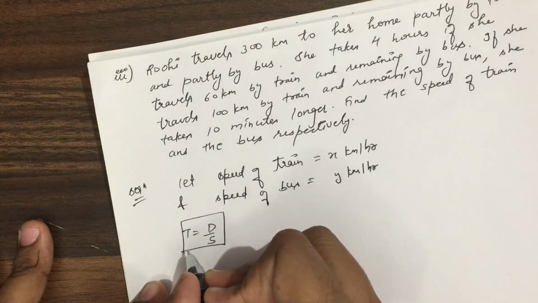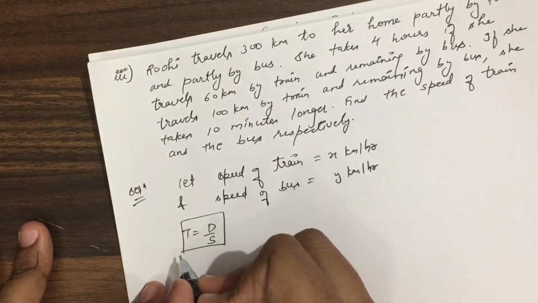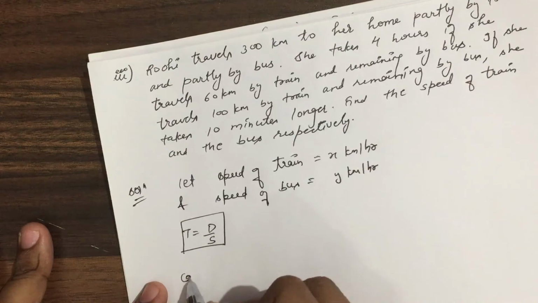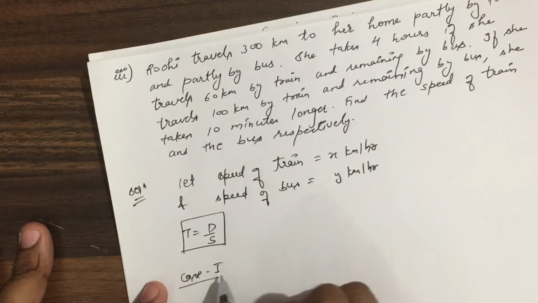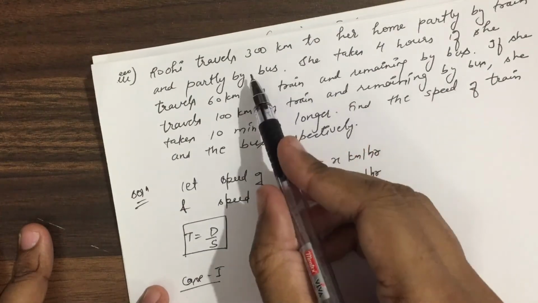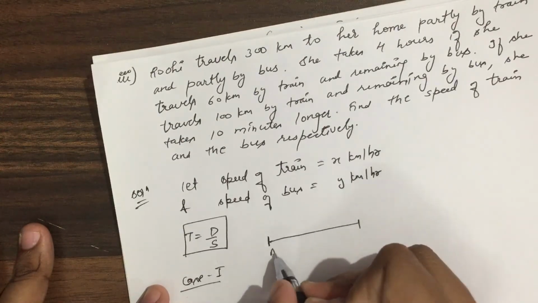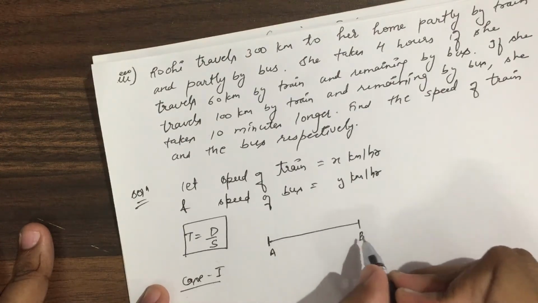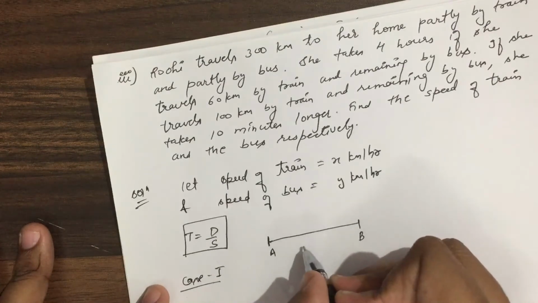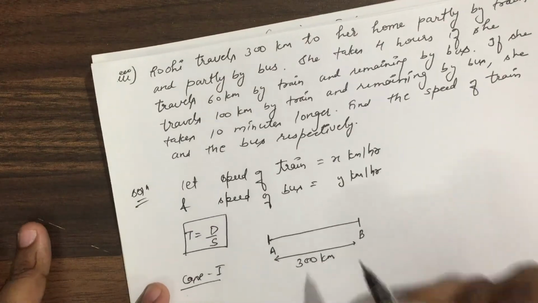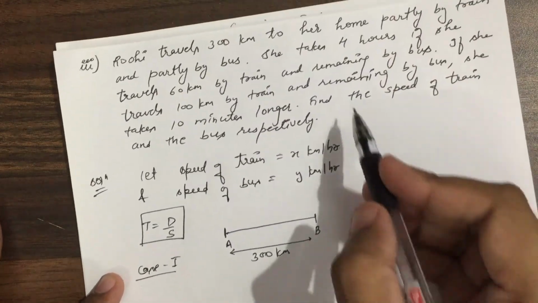Such types of questions are good questions in which such concepts are used. Now in the first case, what is there? She travels the distance between A and B. The distance between the 2 points is 300 kilometer. How much is the distance? 300 kilometer.